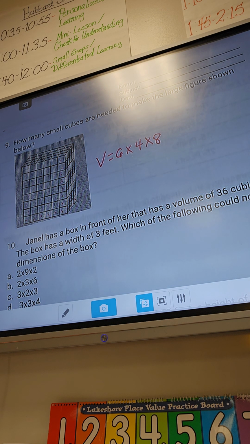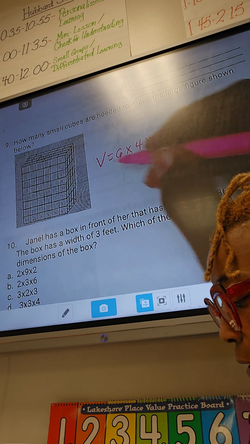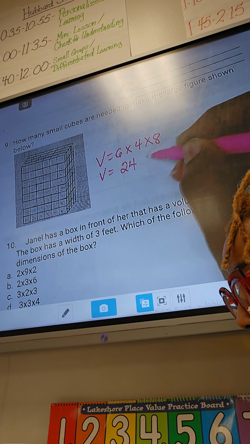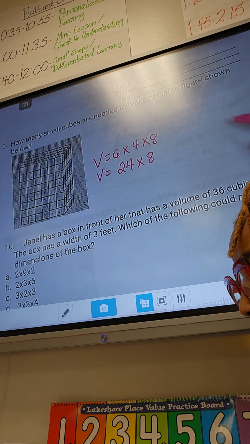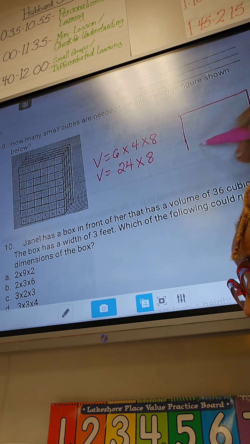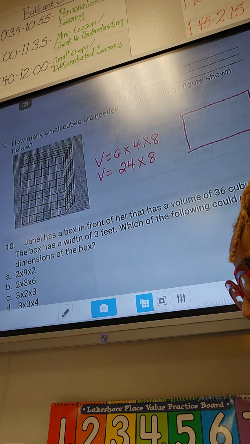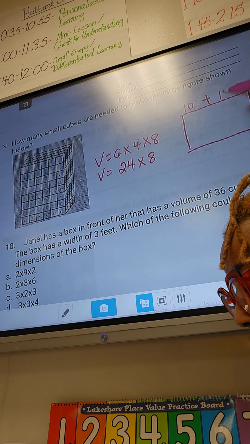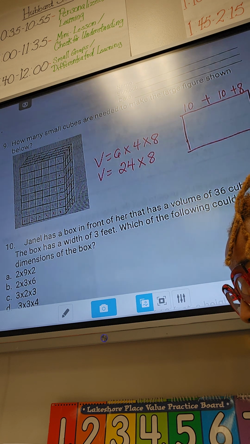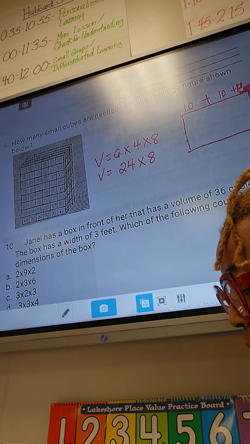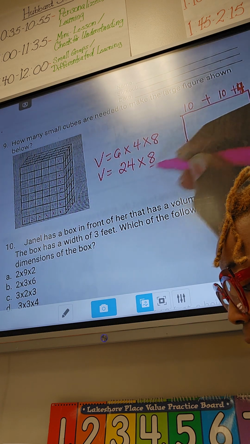So for this one, we must solve it because it asks how many cubes are needed. Volume equals 6 times 4 is 24 times 8. So I know that I'm going to need to multiply using another method. 24, I could do 10 plus 10 plus 4. I keep saying 8. I don't know why. Maybe because that 8 is there.